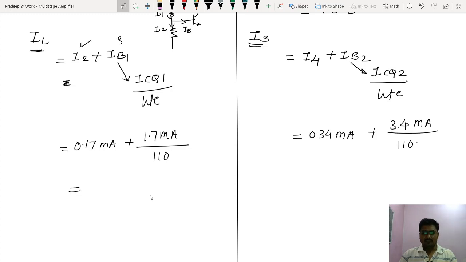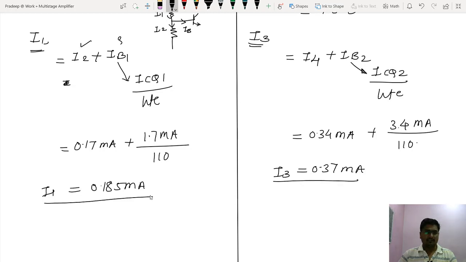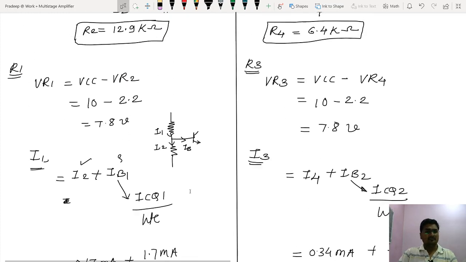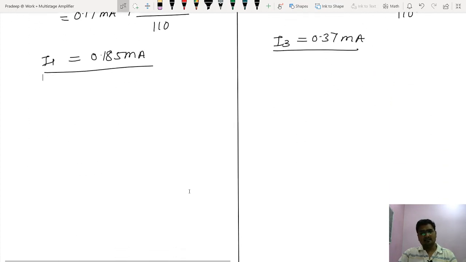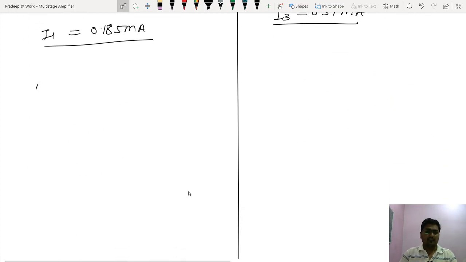I hope you have calculated the value for this I1. So what is the value of I1? It is 0.185 milliamperes. Here the value of I3, in the second column, will be 0.37 milliamperes. Those are the values of I1 and I3 calculated. Now what I know is the current flowing through resistors R1 and R3, and we know the voltage across resistors R1 and R3. So let us calculate the value of R1 and the value of R3.